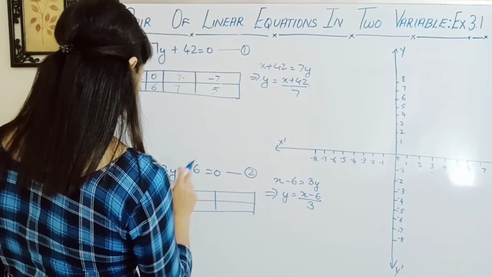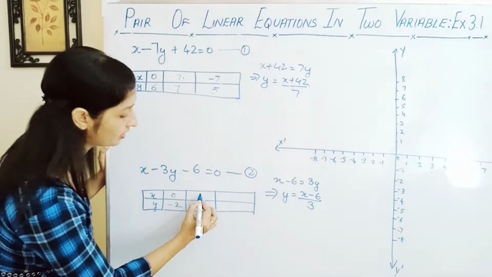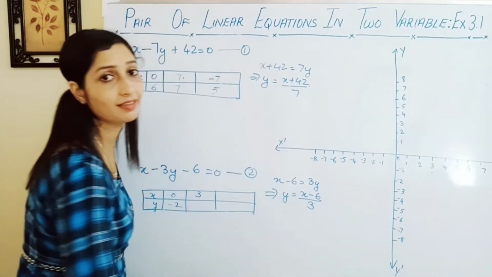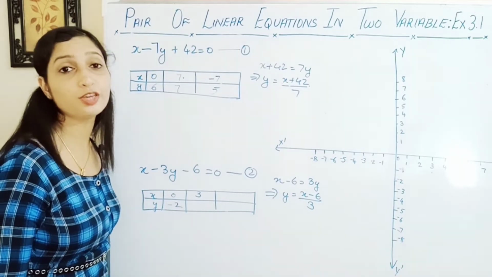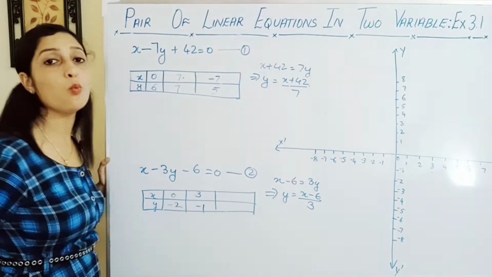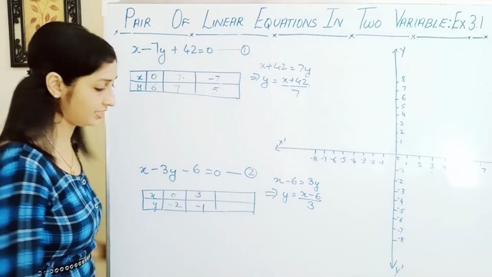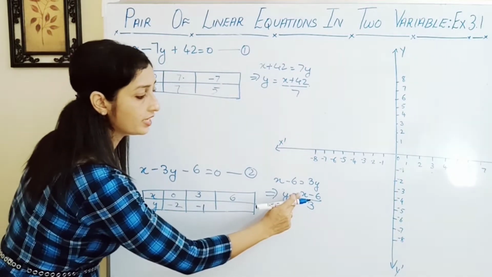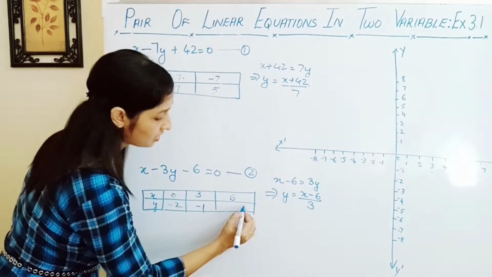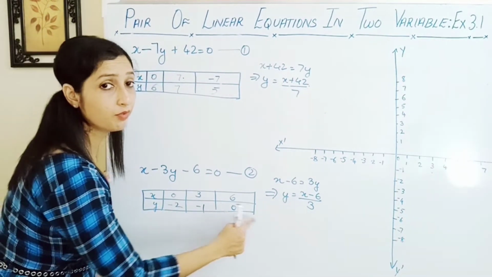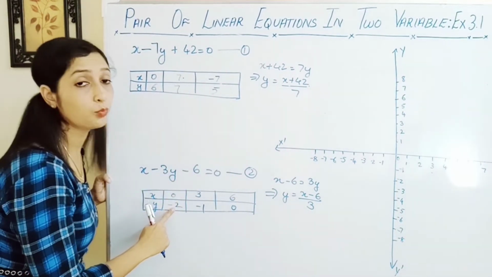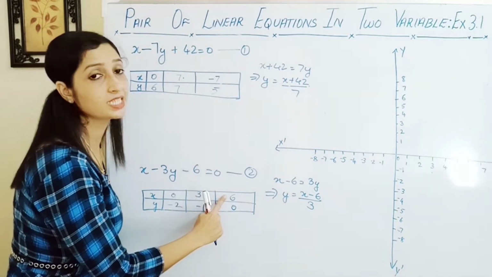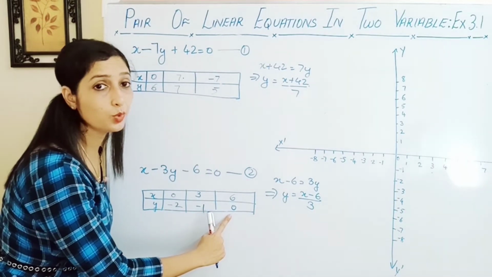Now what will be the second value which I can take? Let me try the value of x equal to 3. Then what happens? 3 minus 6 by 3. That is minus 3 by 3. You get the value as minus 1. Now next what value can I take? I can take x as 6. Then what do I get? 6 minus 6 by 3, which is 0. So now I have got 3 different values. When x is equal to 0, I get y equal to minus 2. When x is equal to 3, I got y equal to minus 1. And when x is equal to 6, I get y equals 0.